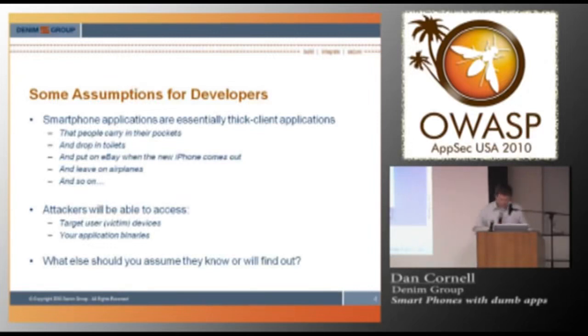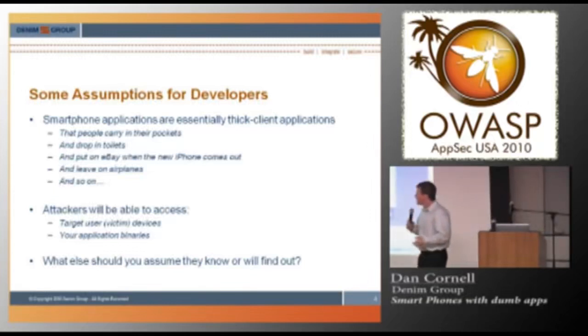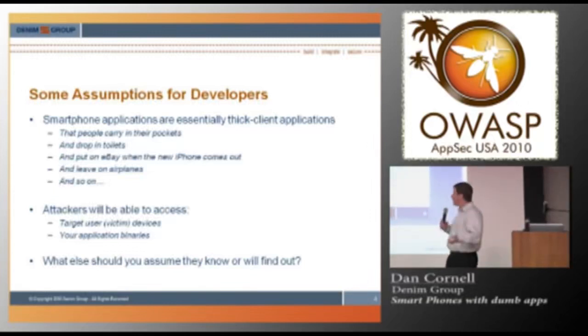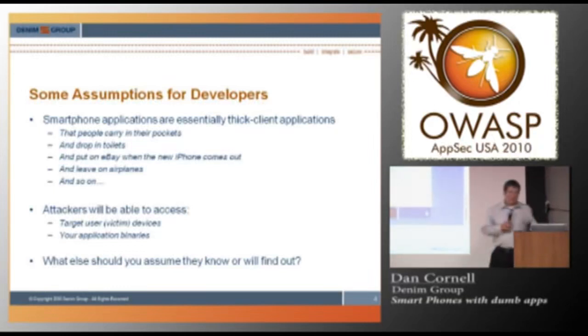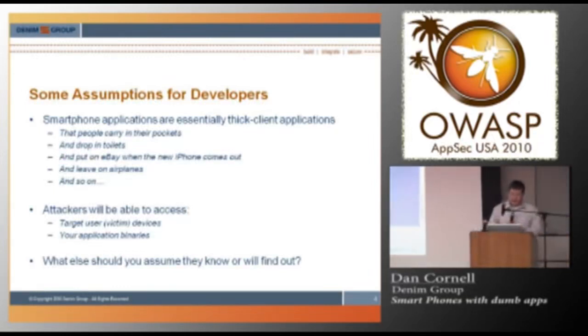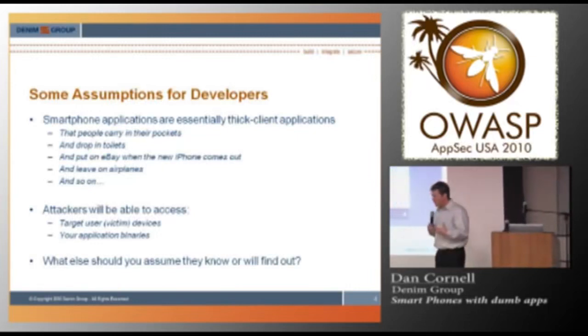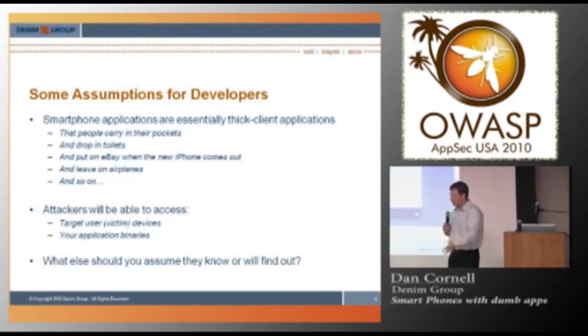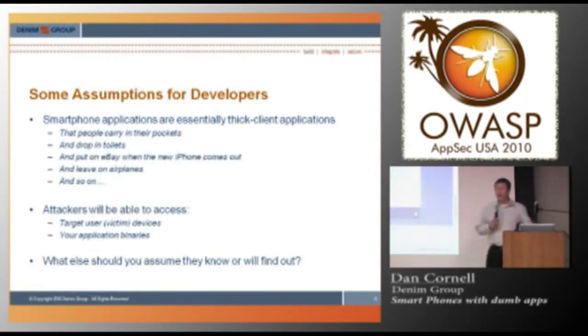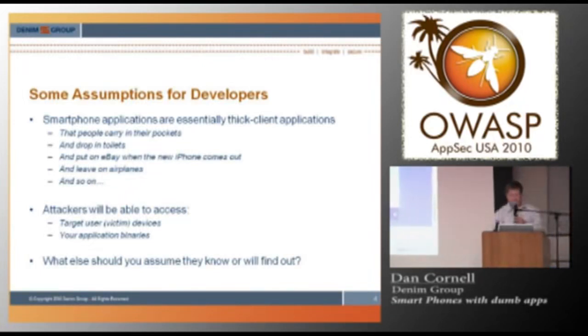But in a smartphone world, you have to assume that the attacker is going to be able to access the target user's victim devices, and you have to assume that they're going to be able to get your application binaries. So a really important thing that we recommend when we work with people is for developers to understand: let's assume that all this information is available. So you have to build your application defensively, assuming that this is all going to be available and compromised.